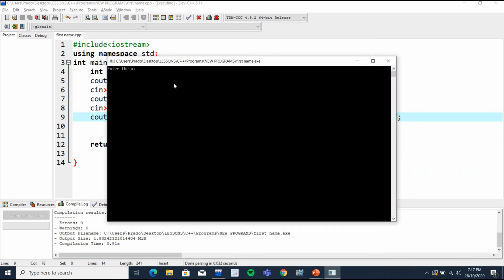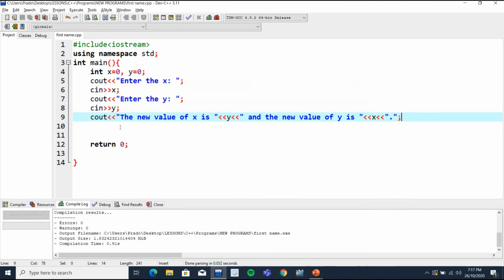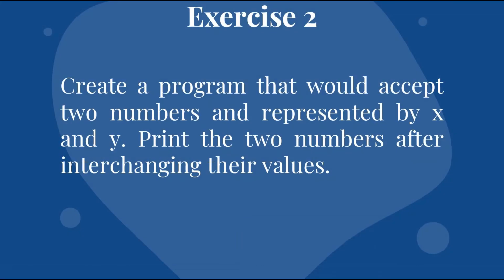So, enter the x. For example, 85. And then, enter the y. So, for example, 10. So, the new value of x is 10, which is value ng y. And the new value of y is 85, which is the value of x. So, ito po yung code kung paano mag-interchange yung dalawang value, which are the x and y. So, tapos na po natin yung exercise 1 and exercise 2, which is nasa may sequence structure.